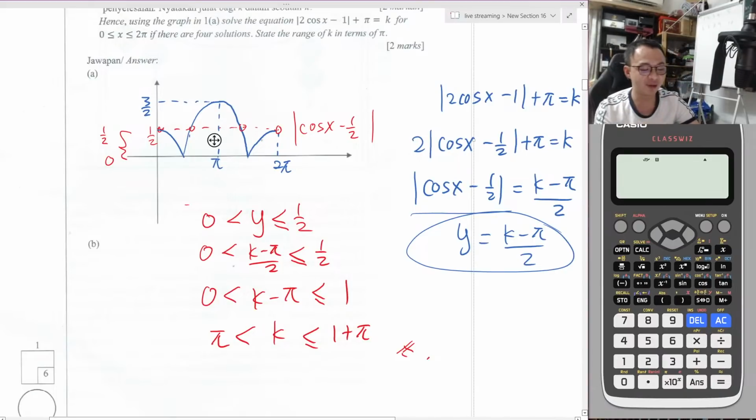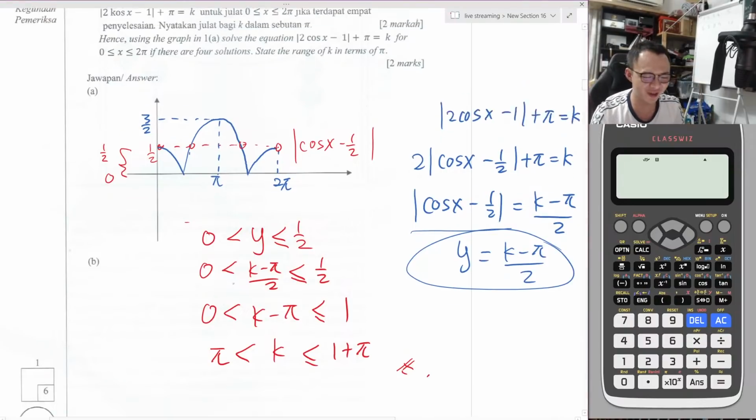Okay, good. But 0 cannot have equal because at 0 you only touch 2 points. So the 0 shouldn't be included. But above the 0 you would actually touch 4 points. So yep, this is how we solve the first.